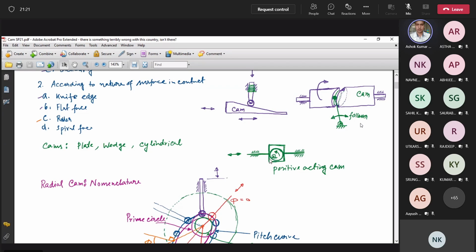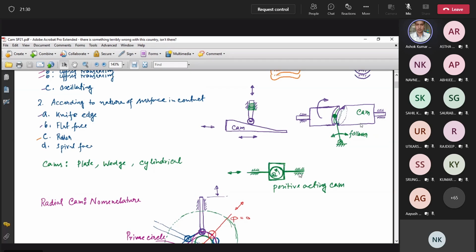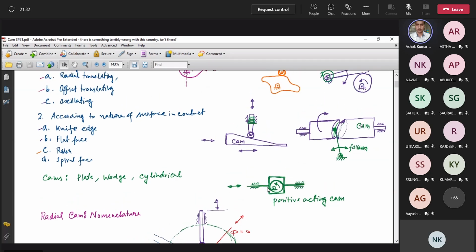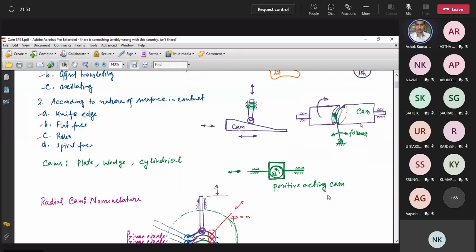This kind of cam system is called a positive acting cam. Why is it called a positive acting cam? Because you don't need an external spring system to ensure that there is always contact. That kind of spring is not necessary here. In this case, the contact is made through this geometry. The contact is never lost. So that is why this is called a positive acting cam.